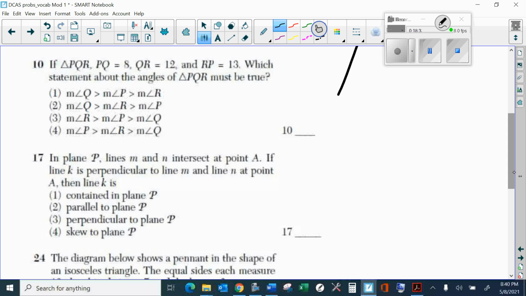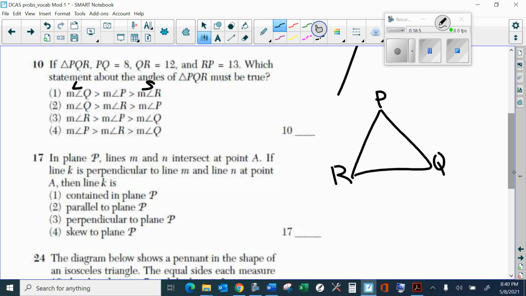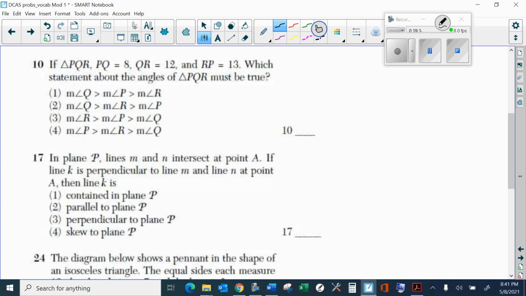In triangle PQR, PQ is 8, QR is 12, RP is 13. Which statement lists the angles from largest to smallest in angle measure? So we're going largest to smallest. There's the largest, Q, so it wipes out those two. The medium is P. Puts it right here. Smallest is R. Remember, side lengths correspond with the opposite angles.